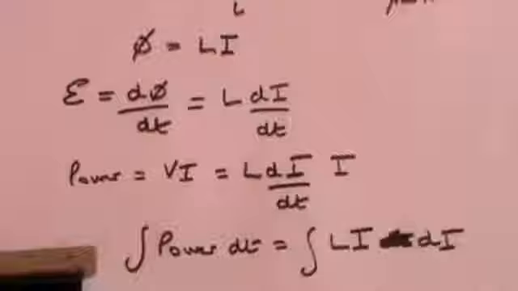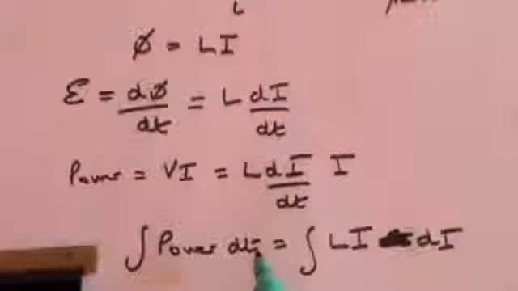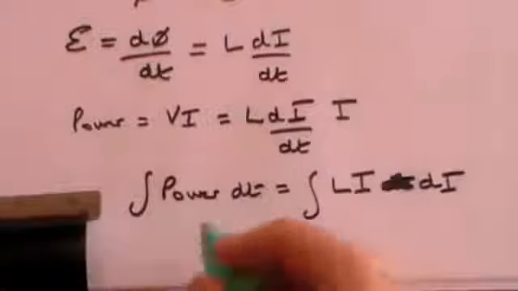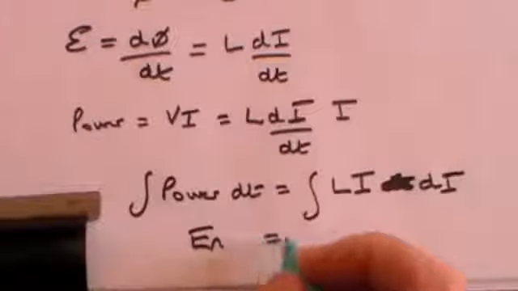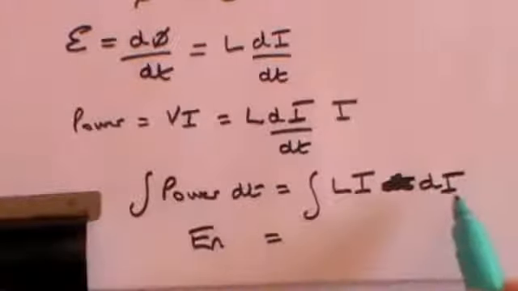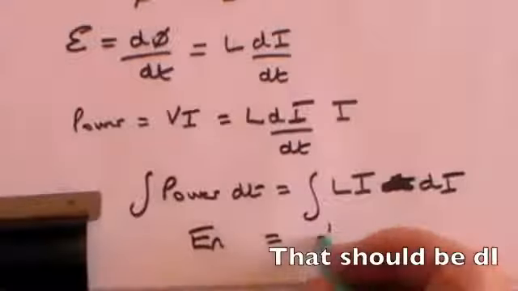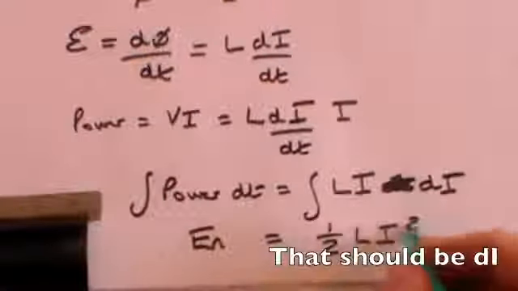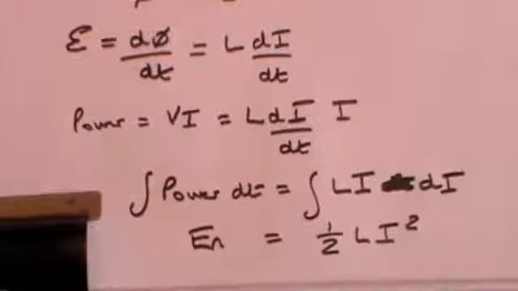and if we do the integral we will find that power times time, well that's just energy, so the energy in the magnetic field is the integral of L i di, which is of course a half L i squared. So that's the energy stored in the magnetic field which is associated with the solenoid or inductor.